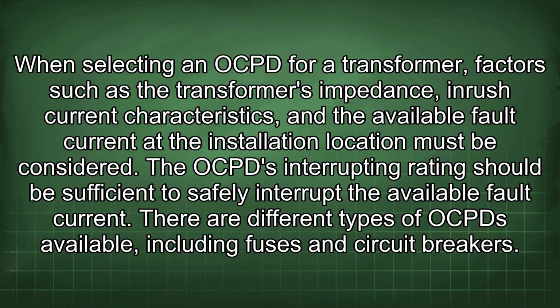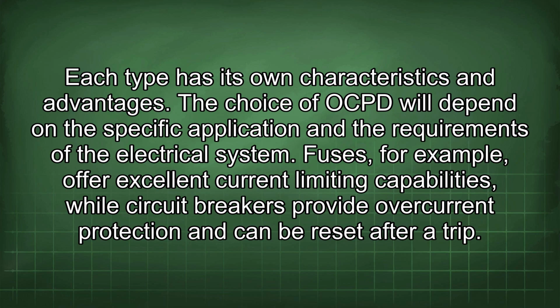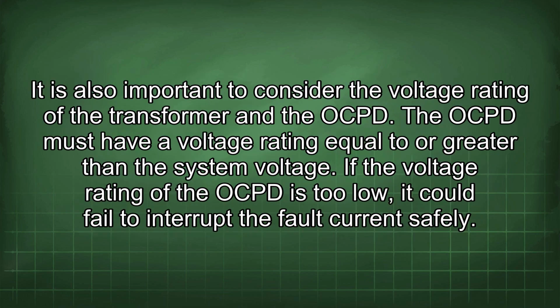There are different types of OCPDs available, including fuses and circuit breakers. Each type has its own characteristics and advantages. The choice of OCPD will depend on the specific application and the requirements of the electrical system. Fuses, for example, offer excellent current limiting capabilities, while circuit breakers provide overcurrent protection and can be reset after a trip. It is also important to consider the voltage rating of the transformer and the OCPD. The OCPD must have a voltage rating equal to or greater than the system voltage. If the voltage rating of the OCPD is too low, it could fail to interrupt the fault current safely.